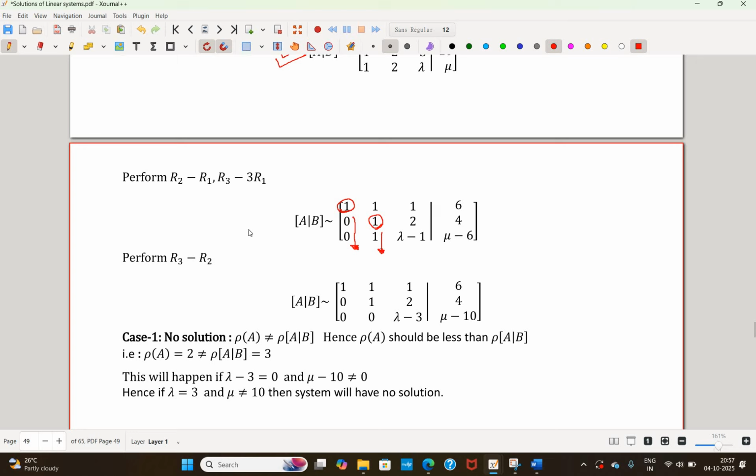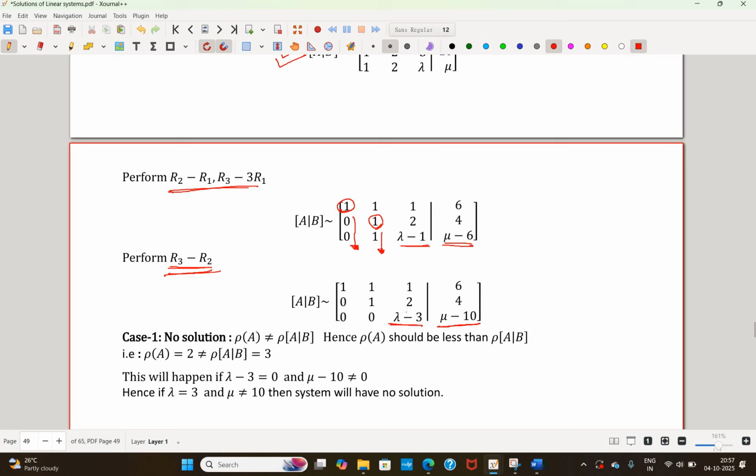And gradually, with the help of these operations, whatever unknown constants we have are also going to change. So here we are getting lambda minus 1, this is mu minus 6. Further performing R3 minus R2, here we are getting lambda minus 3 and this is mu minus 10. Now we cannot change our operations further, and hence the augmented matrix and its reduction stop here.